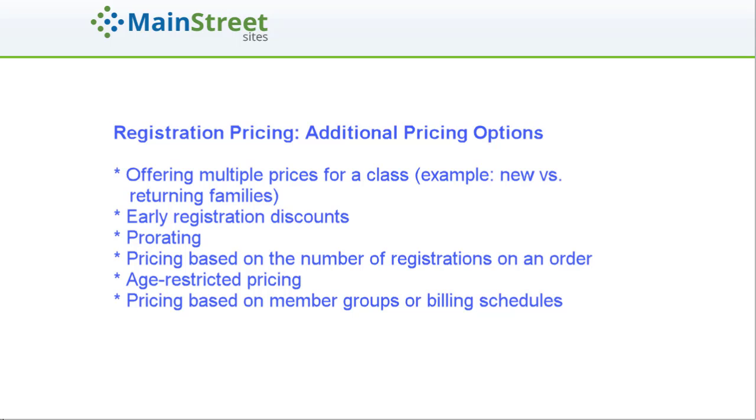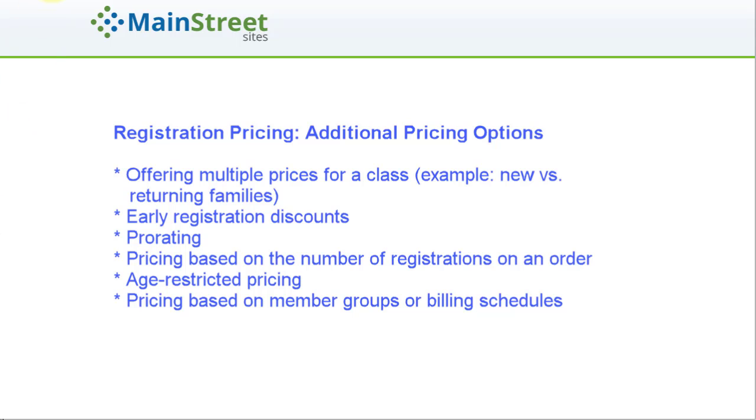Age-restricted pricing: maybe you've got a special price for infants, and you want to make sure that price can only apply to infants. And finally, pricing based on member groups or particular billing schedules. Maybe your monthly billing customers have a special rate for classes that they register for. Maybe they pay nothing because they're paying monthly. Now, let's dig right in here.